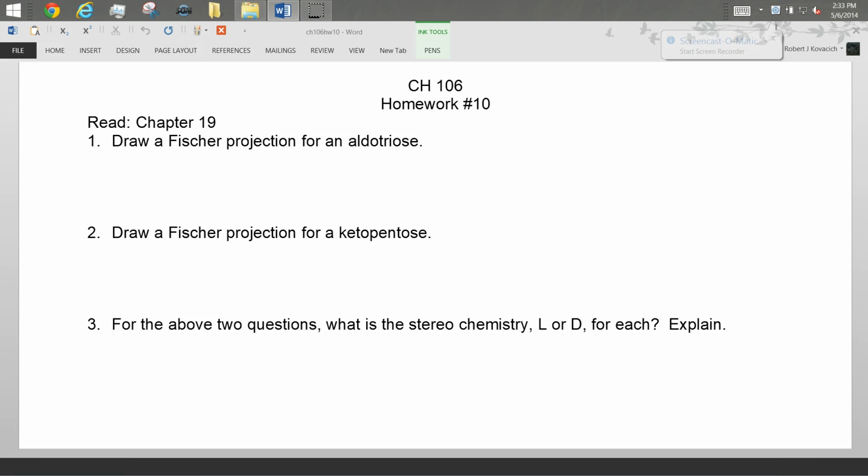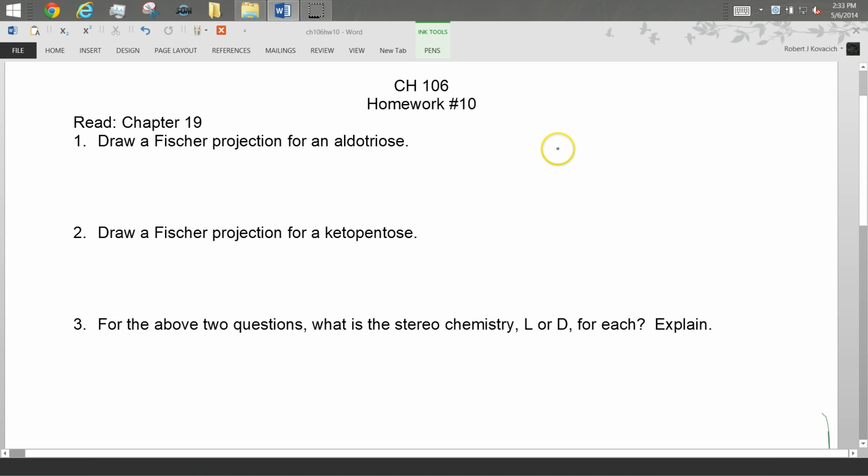Okay, so the Fisher projection for this first one is pretty simple. Since it's just a triose, I've only got 3 carbons, right? And the ose means what? Okay. And aldo? Aldehyde.